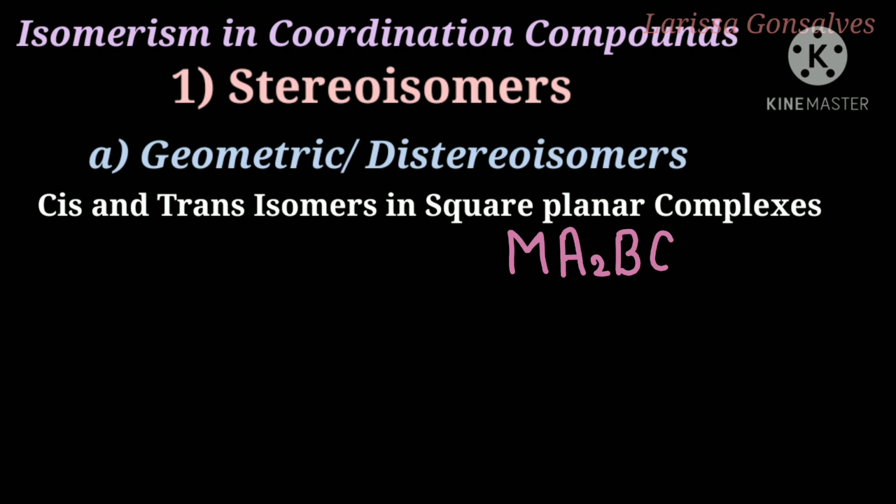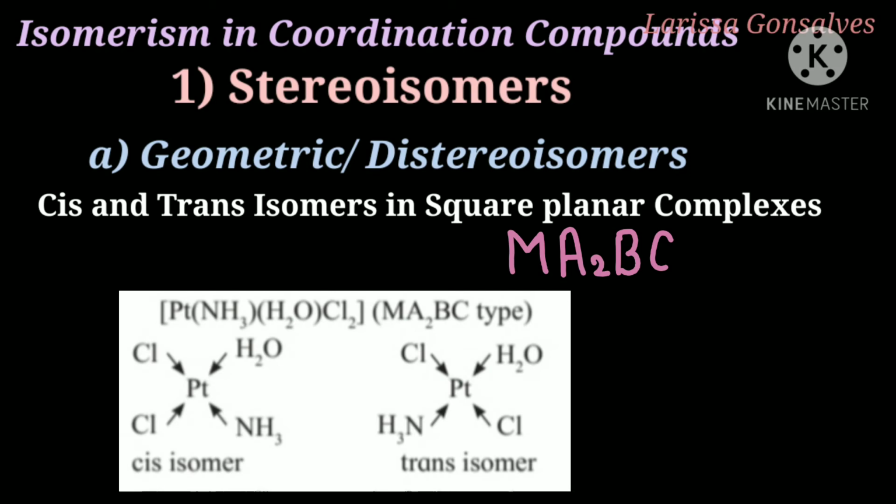Here is an example of another complex, that is Pt NH3 H2O Cl2. So this complex is of the type MA2BC. Now here platinum is the central metal, Cl, which is twice, will be the ligand A, and NH3 and H2O will be B and C respectively.